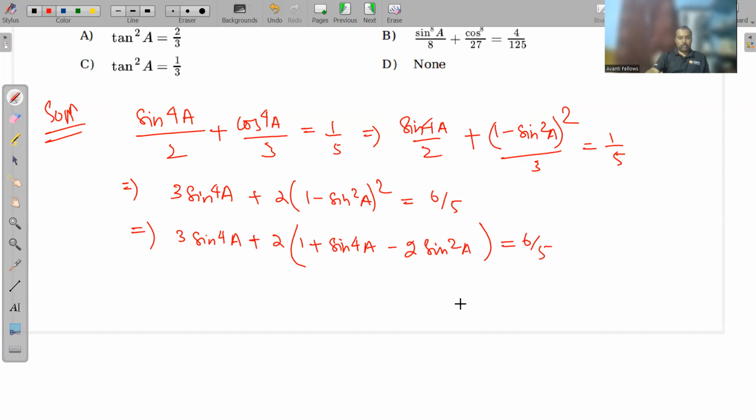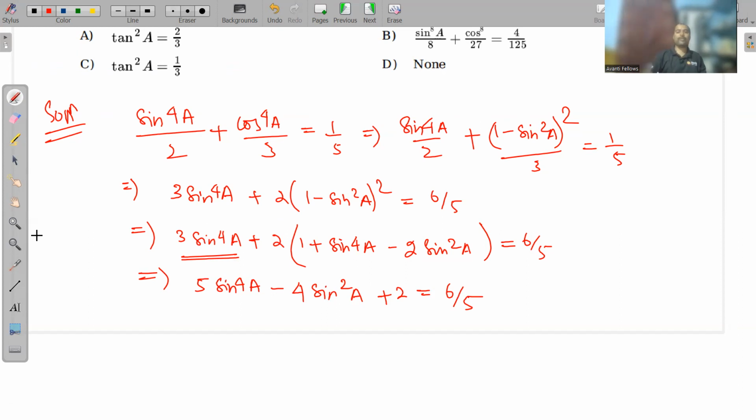So this becomes 3 sin की power 4a. If you multiply 2 with this bracket, here we are getting 2 sin की power 4a. So this becomes 5 sin की power 4a minus 4 sin square a plus 2 is equal to 6 by 5, we are getting. Chalo, ठीक है.